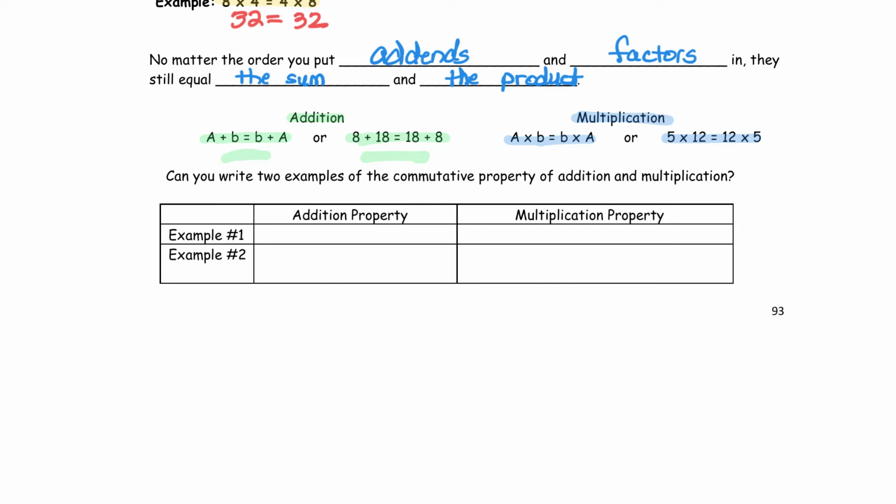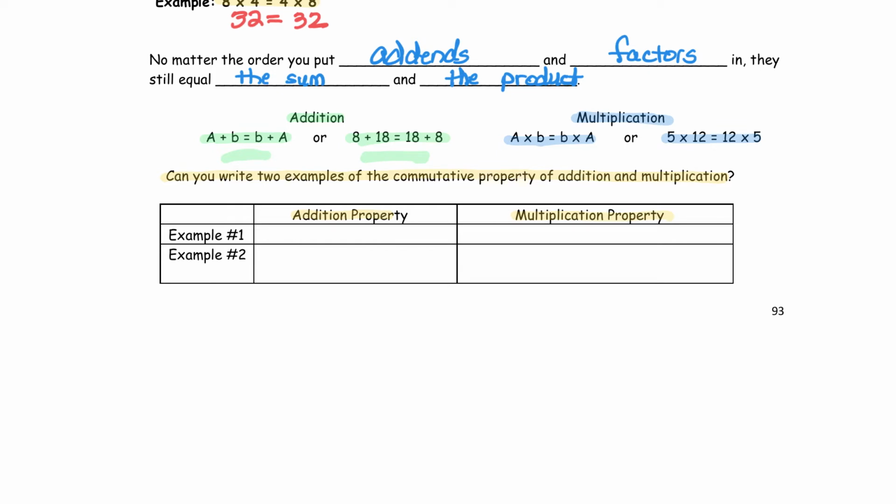Look at the next section. Can you write 2 examples of the commutative property of addition and multiplication? So what I'd like you to do right now, everyone's will be different. I'm going to ask you to pause the video and just write 2 examples of the commutative property of addition and the commutative property of multiplication.